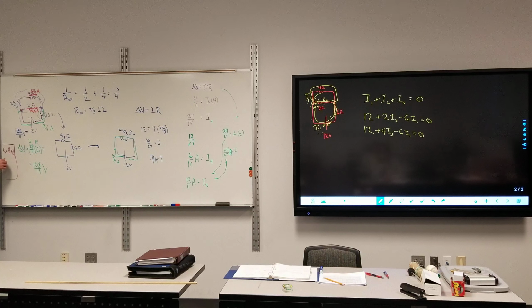The current I2, we should get -12/11. Now let's do it this way. 12/11 amperes flowing to the right. I3 would be 6/11 amperes flowing to the right. All right, so this is going across the resistors.